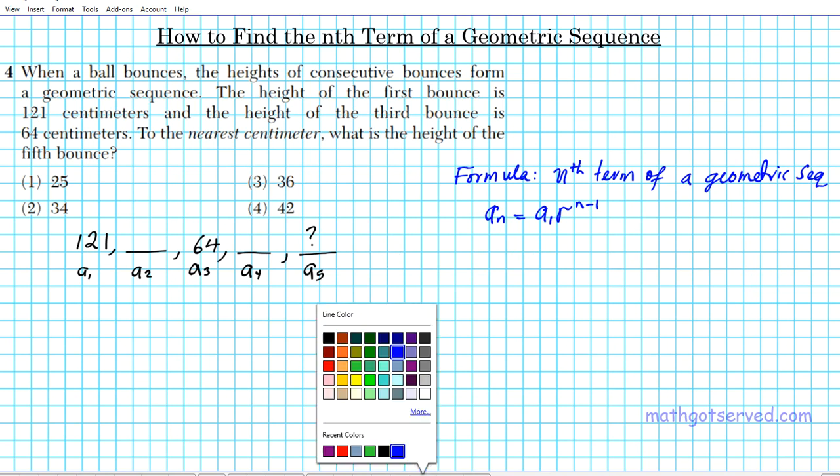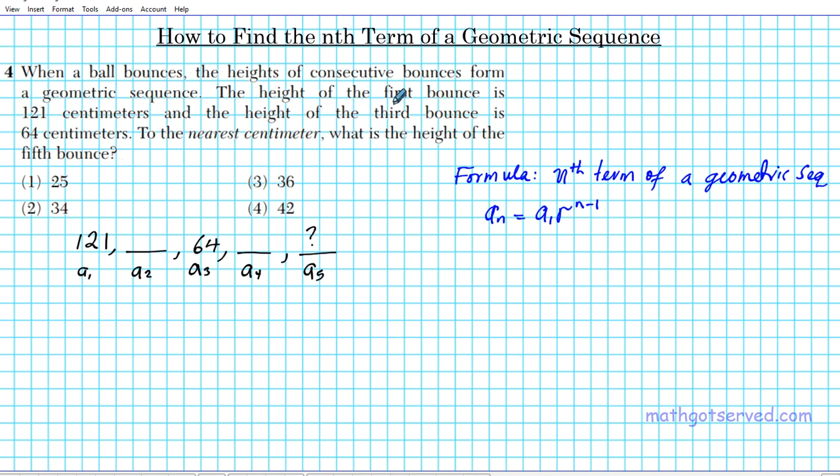What we're going to do first is use the terms that we're given, the first and the third terms, to find the common ratio. And then after we find the common ratio, we use the formula again to find the fifth term. So step one is to find r, the common ratio. We need just one unknown in the formula. The formula is an equals a1 r to the n minus 1.